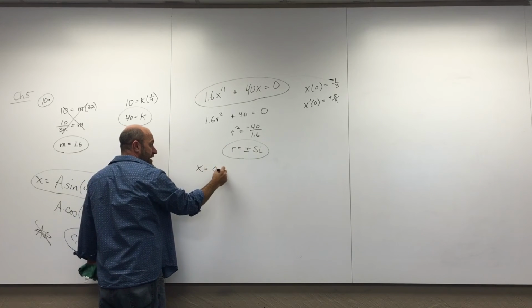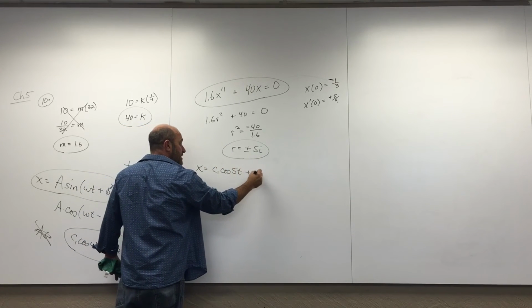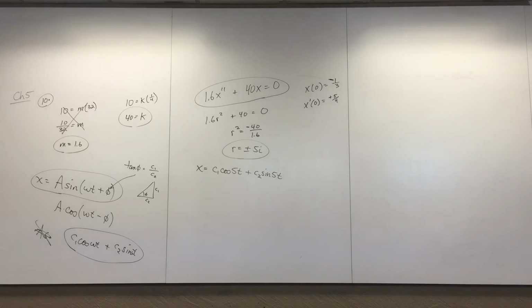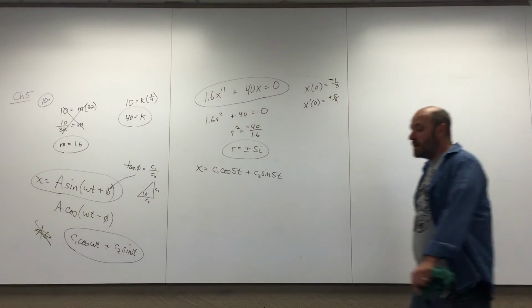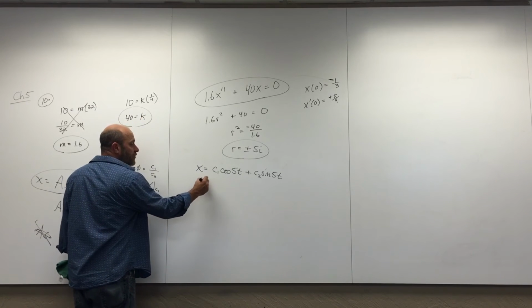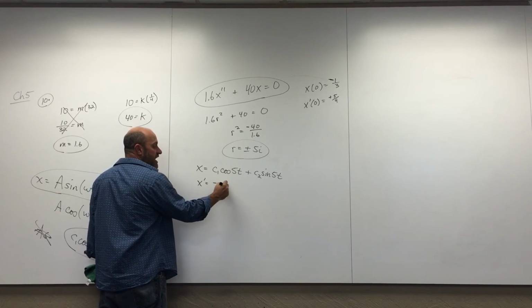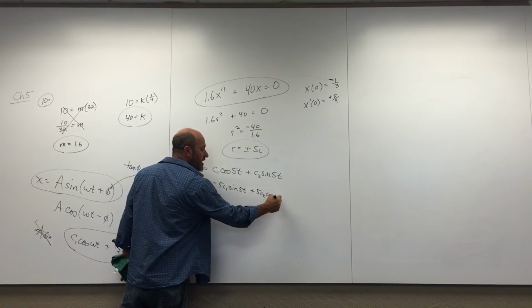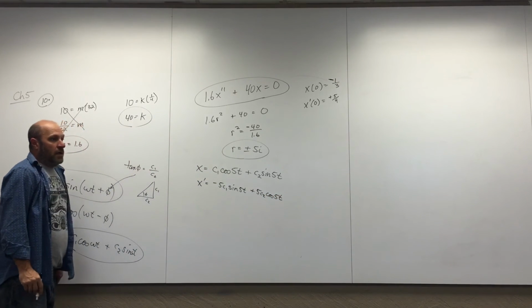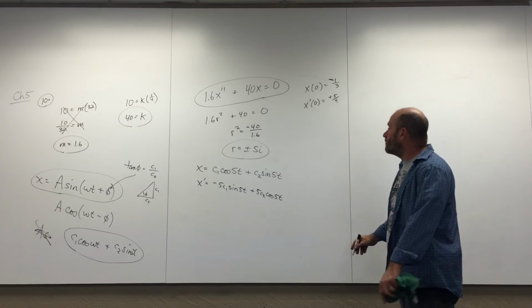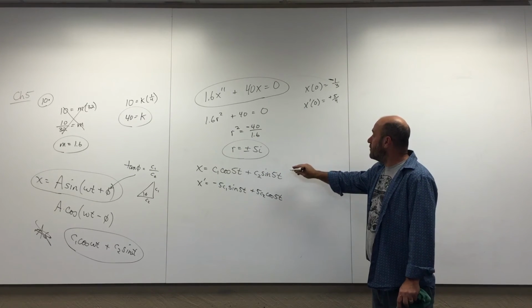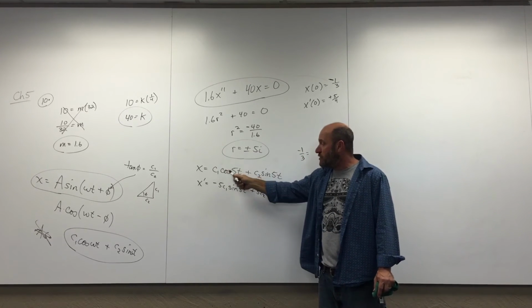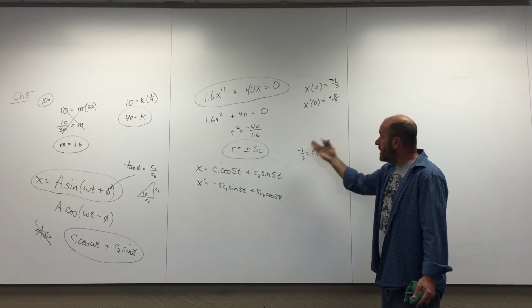This is my position. I got my 5i, so here I am, C1 cosine 5t plus C2 sine 5t. Same game again. I'll take the derivative. Negative 5 C1 sine 5t, positive 5 C2 cosine 5t. I'll use my initial conditions. When I plug in a 0, the x is a negative 1/3. The sine of 0 is 0, the cos of 0 is 1, and you get C1 is negative 1/3.